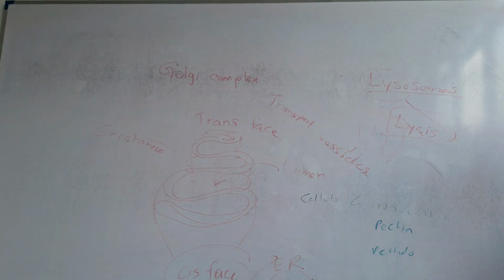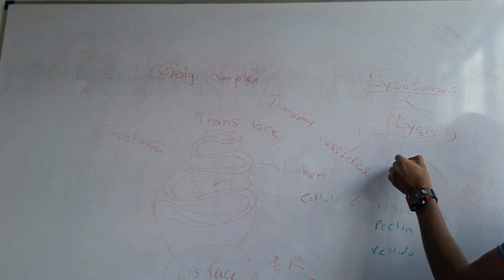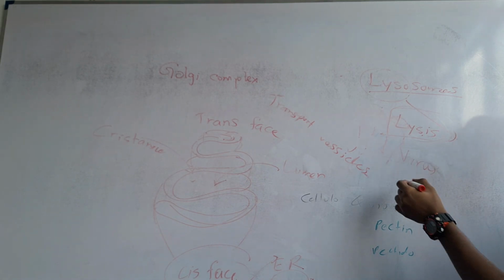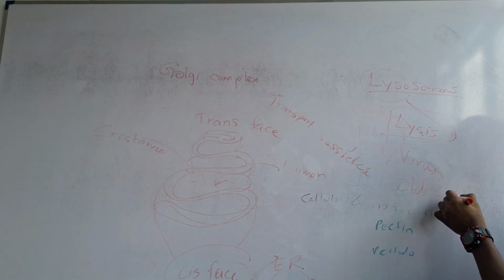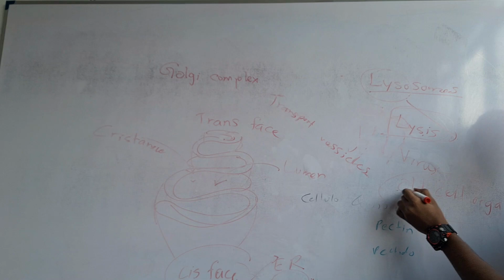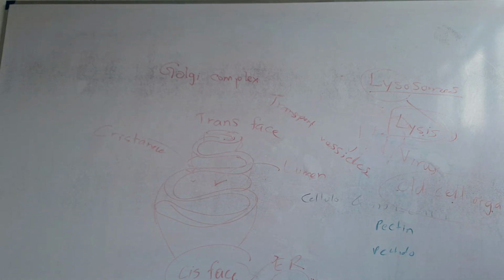Which type of cell? Virus-infected cells and old cell organelles. Is it good to keep old cell organelles inside our cell? No. Why? What's the reason? Because of lack of function.